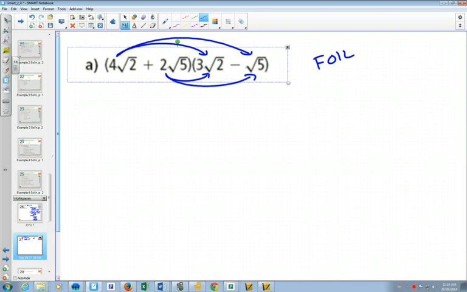So when I go to my first ones, I have a mixed radical times a mixed radical. I multiply the coefficients. 4 times 3 is 12. Root 2 times root 2 will be root 4. We'll simplify this after. We'll just go through multiplying all of them first. When I look at my outside ones, 4 root 2 times a negative root 5. There's no number written out in front of the root 5, but you can imagine a 1 there. So when I multiply 4 times a negative 1, I'll get negative 4. Root 2 times root 5 will be root 10.